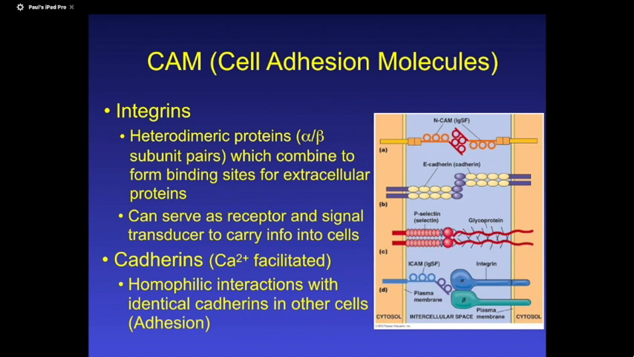Cadherins, on the other hand, are homophilic proteins that interact with identical cadherins in other cells. So I've got one cadherin here and one cadherin here, and they bind to themselves, but they bind across between and hold two cells together. That binding is facilitated by calcium being in the mix. If calcium's there, they bind. If calcium's not there, they do not bind.